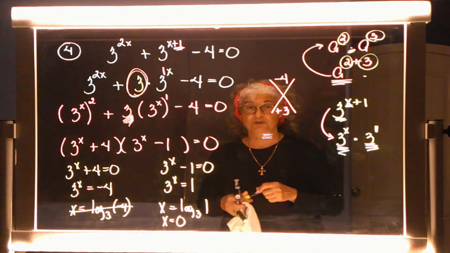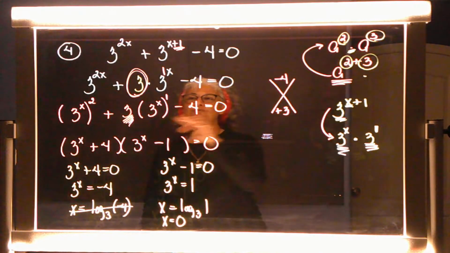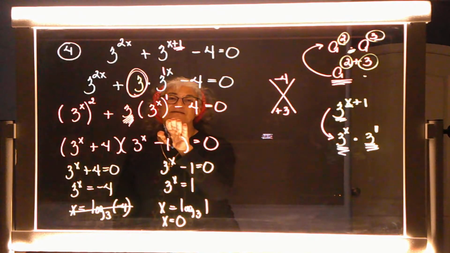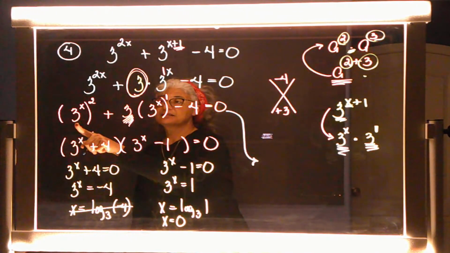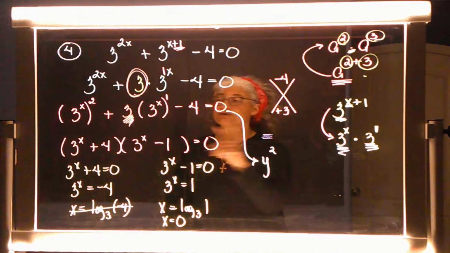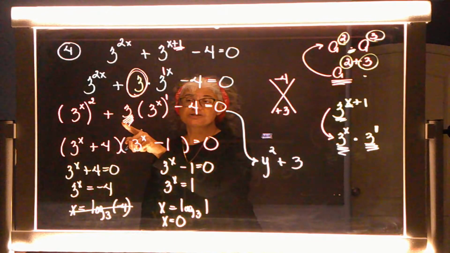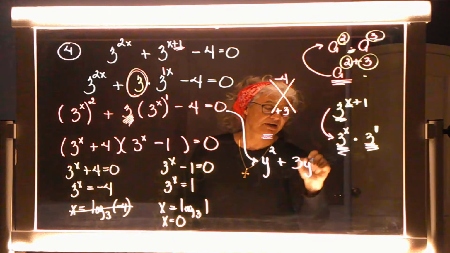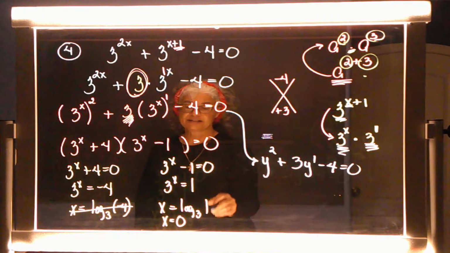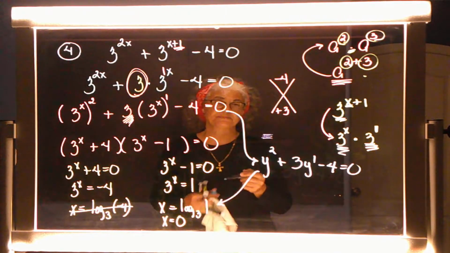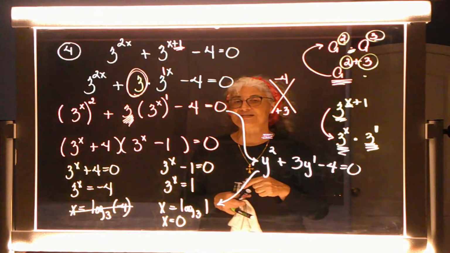Okay, good. Now, for those of you who are like, I don't like this 3 to the power of x as a variable, then fine, rewrite it. This is y squared, isn't it? Plus 3, the coefficient, times y to the power of 1 minus 4 equaling 0. And I'll end up with these answers here. Cool? Hang in there. I got another brain teaser.